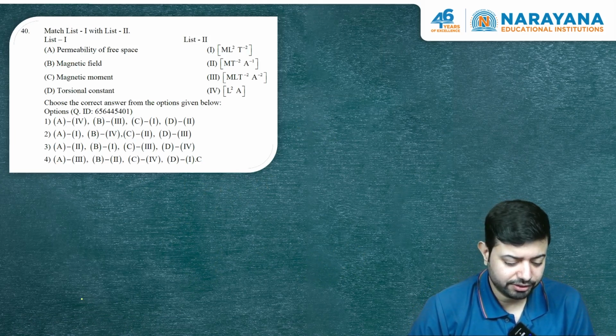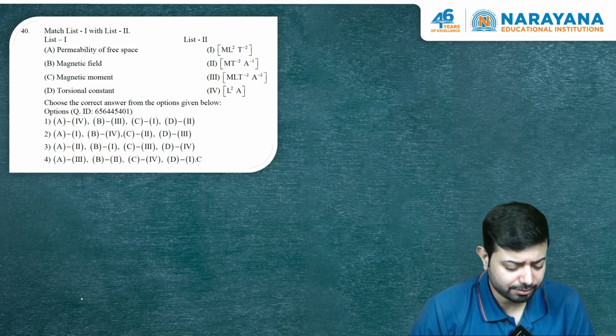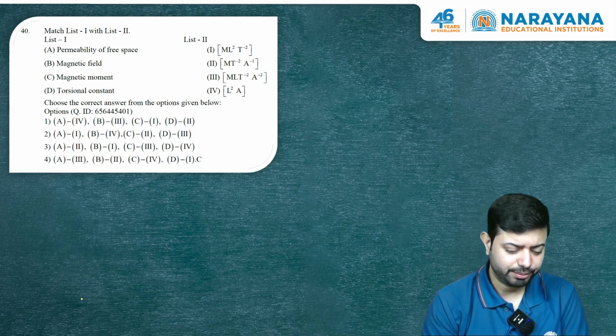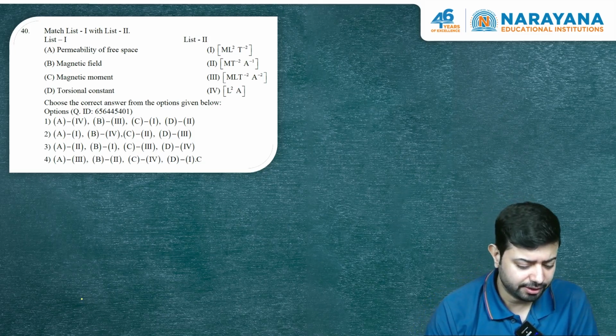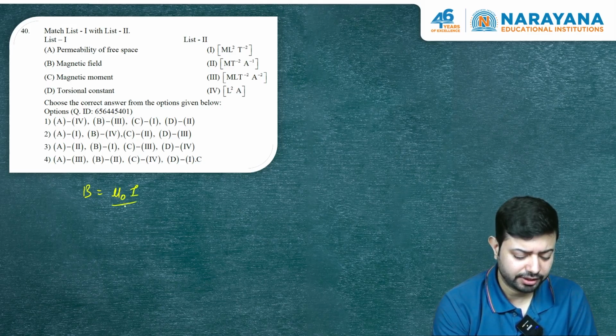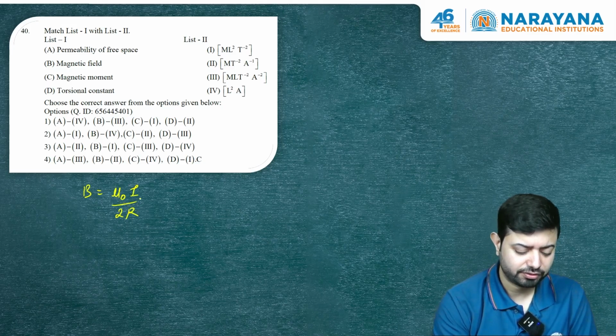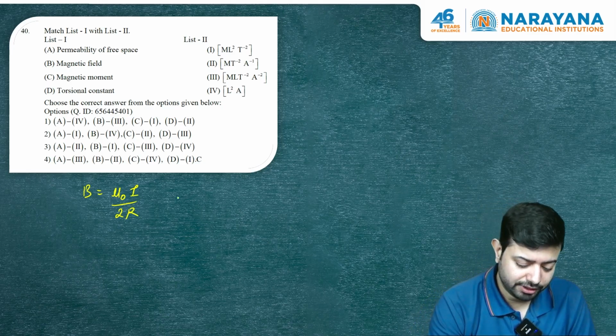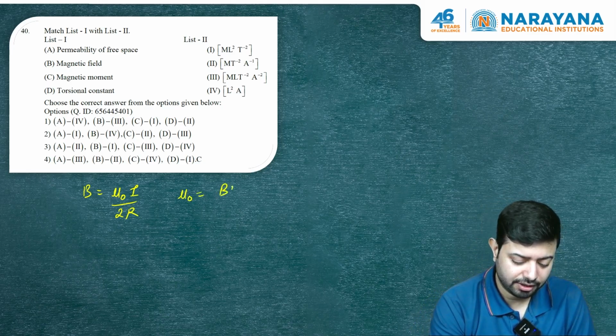List 1: permeability of free space, magnetic field, magnetic moment, torsional constant. All have some dimension formulas, right. You can pick any of the formulas which relate to them. Let us take the magnetic field of a circular ring at its center: mu naught I by 2r. So what should be mu naught? It will be 2 Br by I.